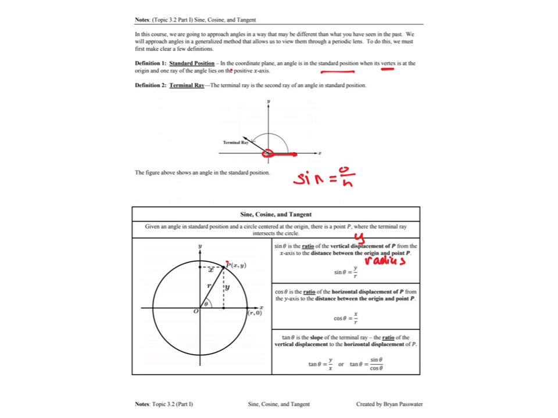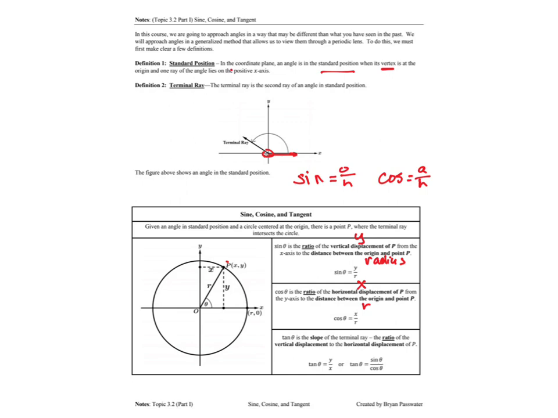Hey, this seems like we've done this before. Cosine of theta is going to be adjacent over hypotenuse. Or, in this case, the horizontal displacement, also known as x, divided by the distance from the origin to P, which we called the radius. So cosine theta is x over r.